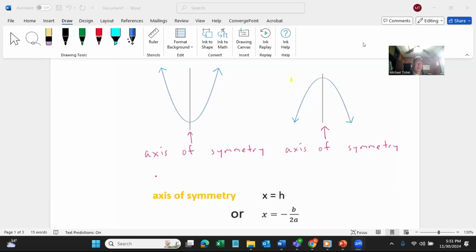Hello, everybody. Here we have something called an axis of symmetry, which is just a vertical line that cuts through the center of a parabola, whether it opens up like the one on the left or the one that opens down like the one on the right. And the formula for the axis of symmetry is x equals negative b over 2a.